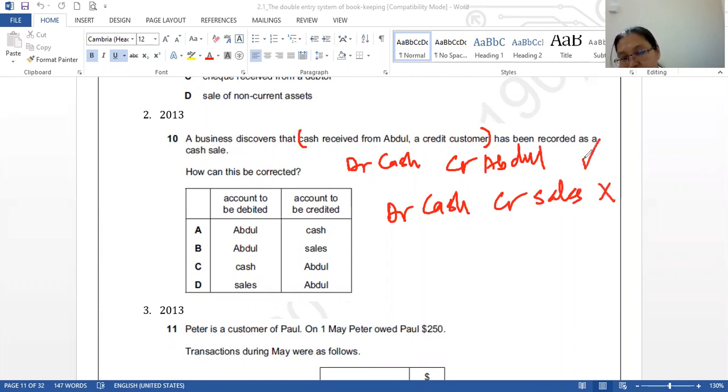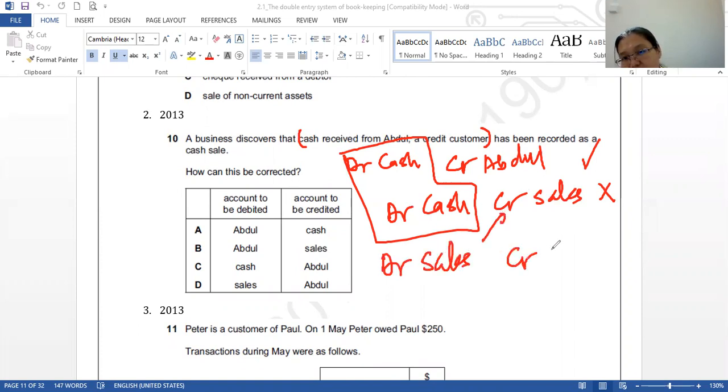This entry is correct. Both are also debit, so the debit side is not affected. The affected accounts are sales and Abdul. So you have to reverse the sales: debit the sales, reverse out the sales, and credit back the Abdul. So your answer will be D.